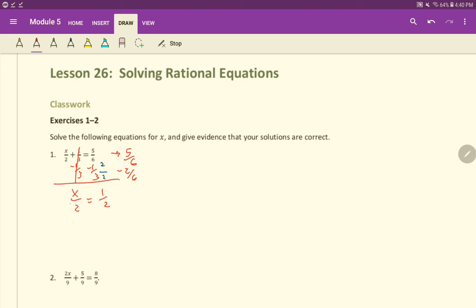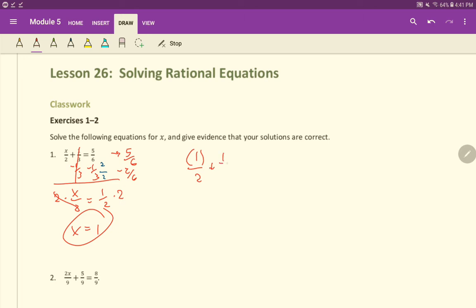All right, then we'll finish solving by doing what over here? Well, we have x divided by 2. To undo divide by 2, we'll multiply both sides by 2. And that leaves us with x here, and 1/2 times 2 is just 1. So our solution is x equals 1. Let's go ahead and show that our solutions are correct. So we'll just plug the 1 into the equation there.